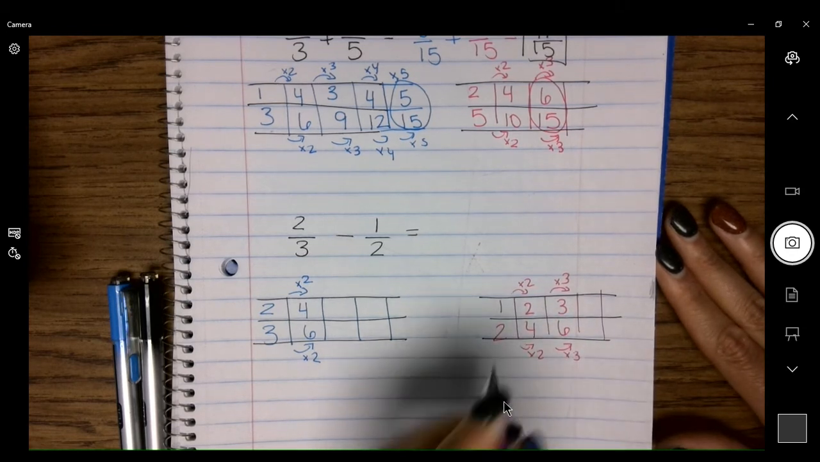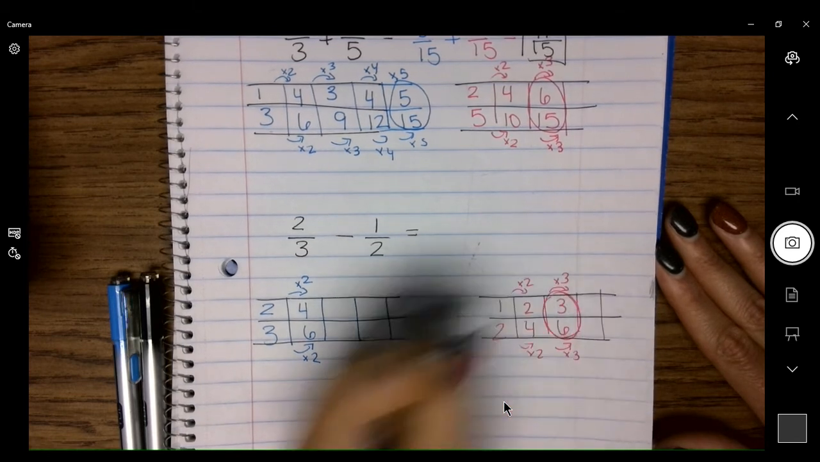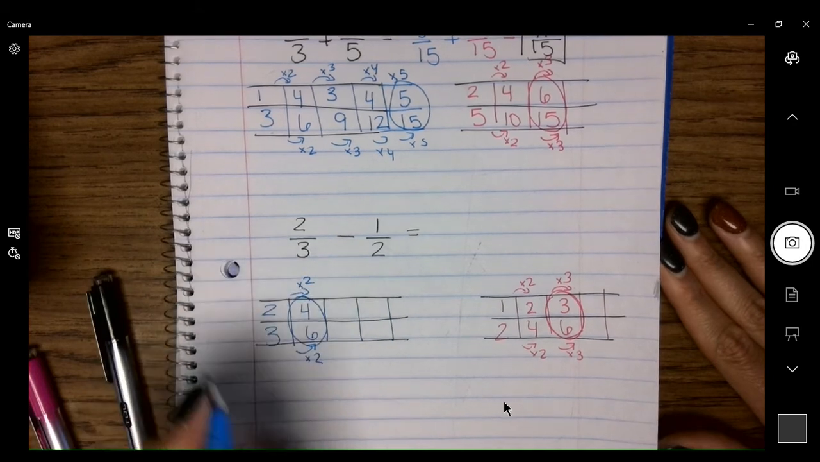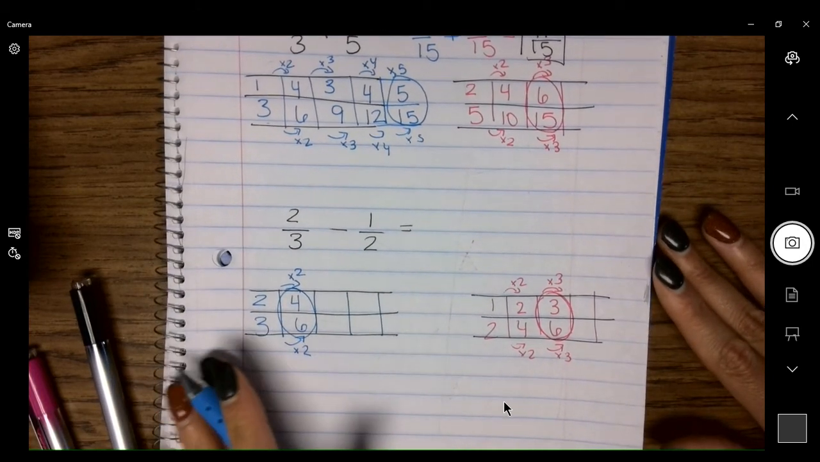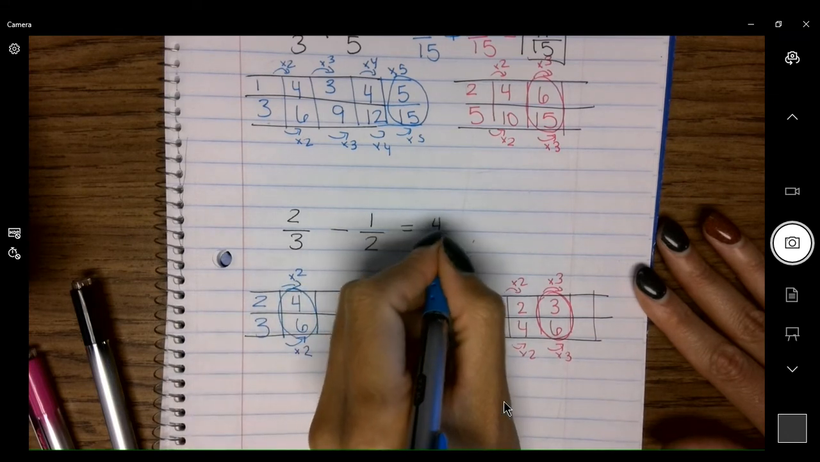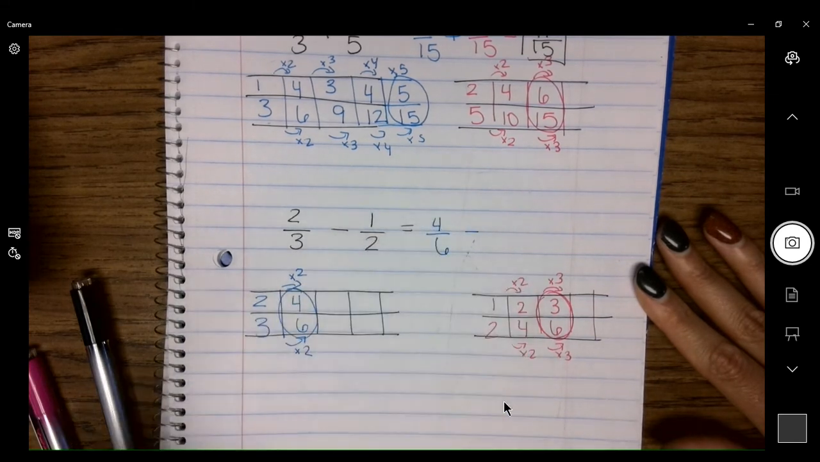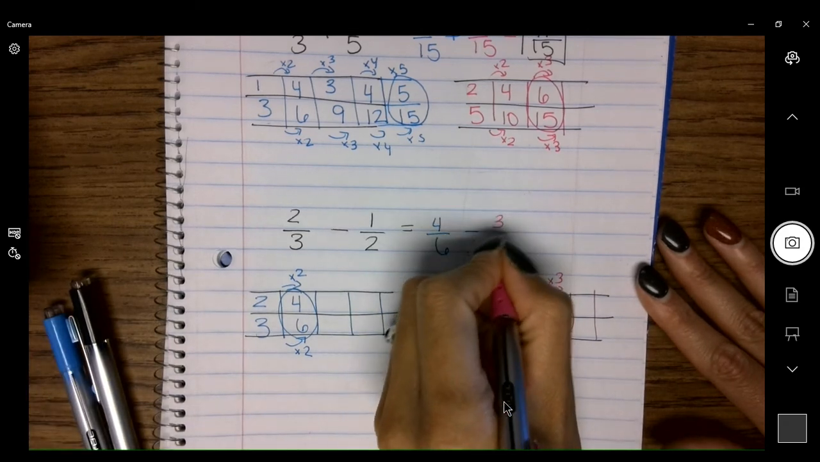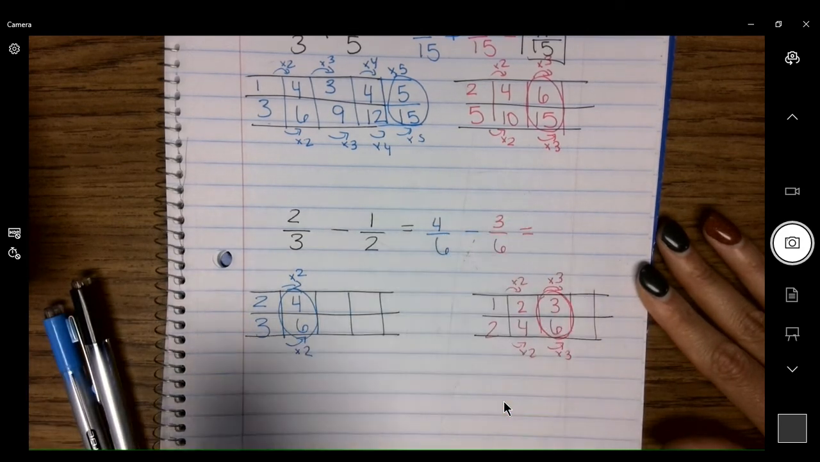So I now have my common denominators. I have 6 as my denominator in the second fraction, and 6 is my denominator in the first fraction. So now I rewrite using my equivalent fractions. Instead of 2/3, I have 4/6. I'm subtracting. Instead of 1/2, I'm going to use 3/6 because again, I want that common denominator.